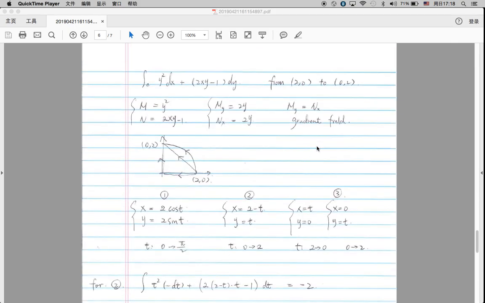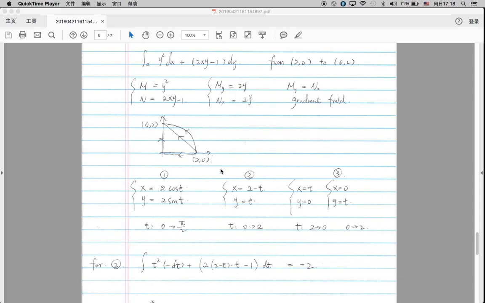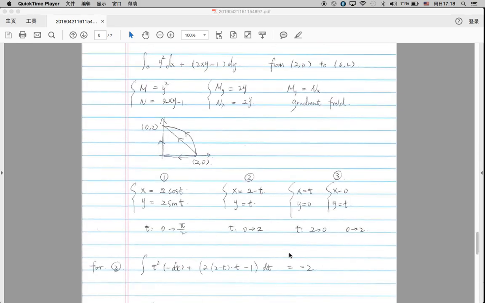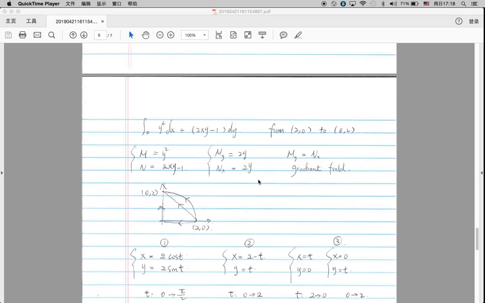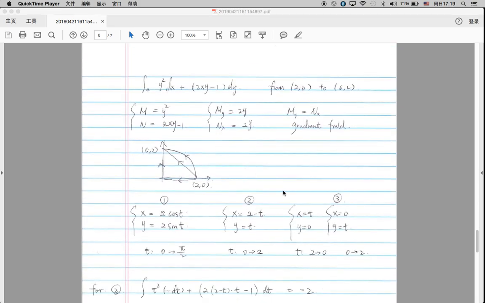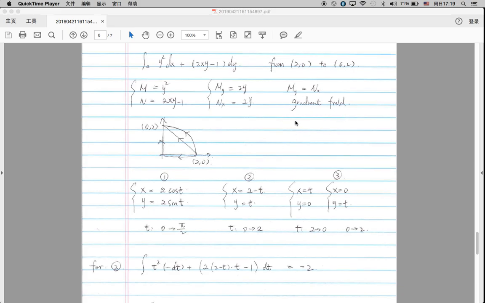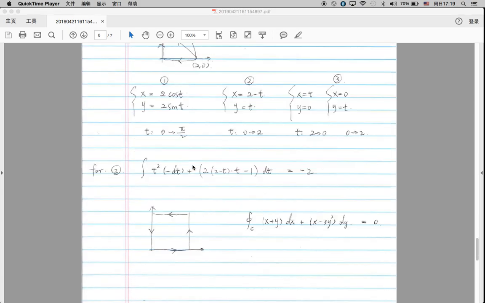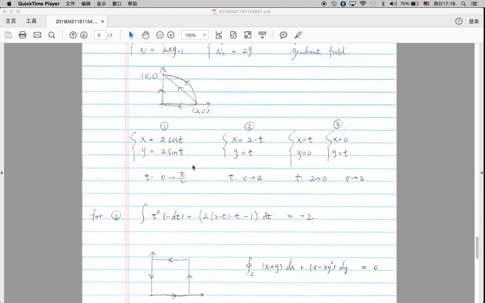However, if you have a gradient field, choosing a different path with the same starting point and ending point will give you the same solution for this integral. So you need to check whether the field is a gradient field given the integral here. That's the first criterion you need to check, and then you might have an easier way to calculate the integral.